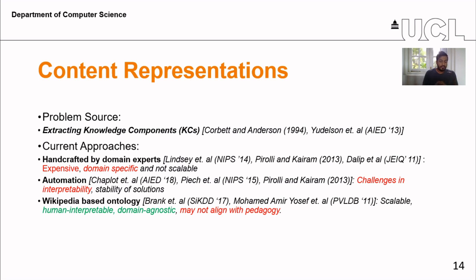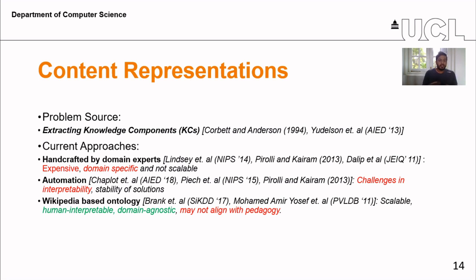And as we are associating these materials to Wikipedia concepts, we still stay in a humanly intuitive topic scope or topic domain. At the same time, some of the things that we are losing, contrary to getting handcrafted knowledge components by domain experts, is that the Wikipedia concepts may not necessarily align with the pedagogical structure that is proposed for a particular subject, for example, for physics.